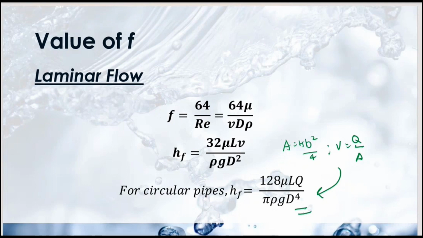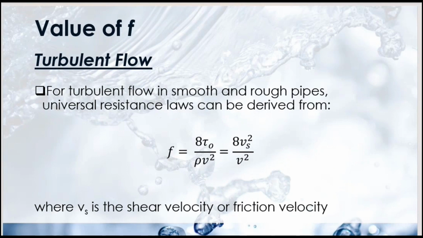On the other hand, we have the turbulent flow. For turbulent flow in smooth and rough pipes, universal resistance loss can be derived from this one. If you still remember the formula that we've studied before in shearing stress in pipes, the friction factor is equal to 8 times the shear stress in the pipe, or tau sub zero, on the walls of the pipe over rho V squared. Or we could compute that by substituting the value of rho V squared in terms of the shear velocity. That is 8 multiplied by the shear velocity squared over the mean velocity squared. That will be equal to the friction factor.